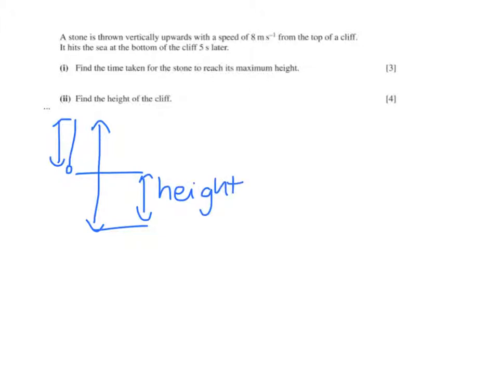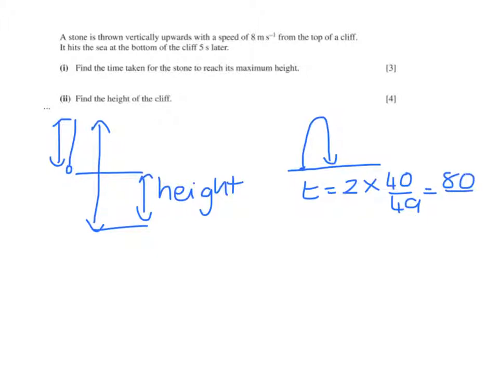This is not my preferred method. It's a lot longer, and it leaves yourself open as you're doing a lot of calculations to lose marks for accuracy. If you're going to do this method, what my advice would be is to work out the time taken to get from the start back to the start. So that time is 2 times our 40 over 49. So that is 80 over 49.